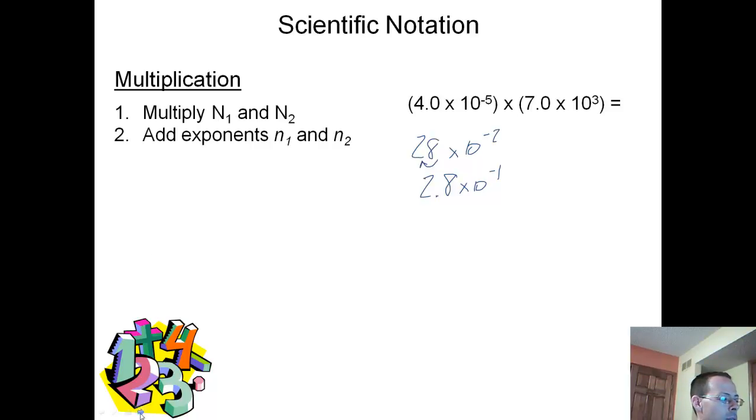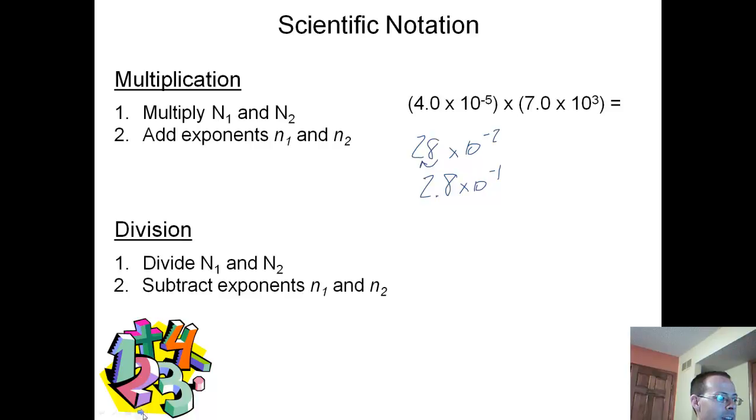And if we do some division, we are going to divide n1 and n2, and then subtract the exponents. So here's our last thing. We have 8.5 divided by 5, and that turns out to be 1.7 times 10 to the 4 minus 9, which would be negative fifth. 1.7 is between 1 and 10, and voila, we are done.